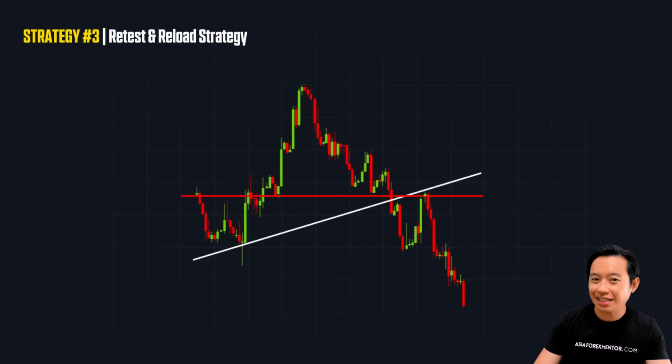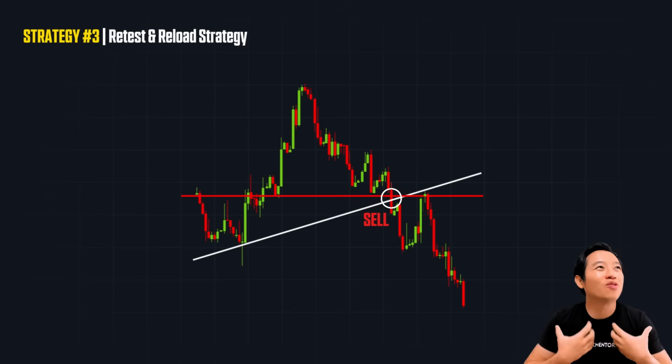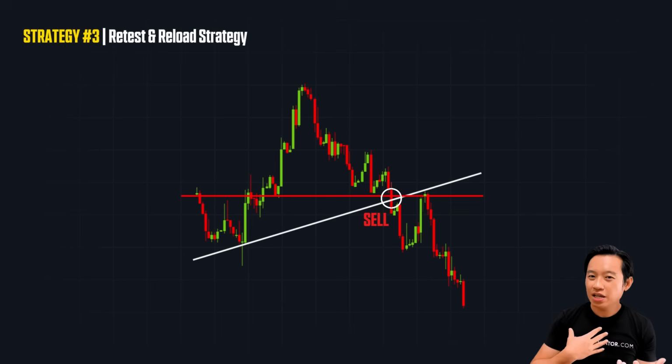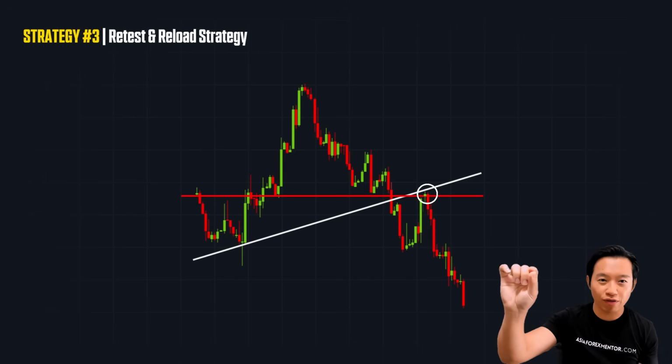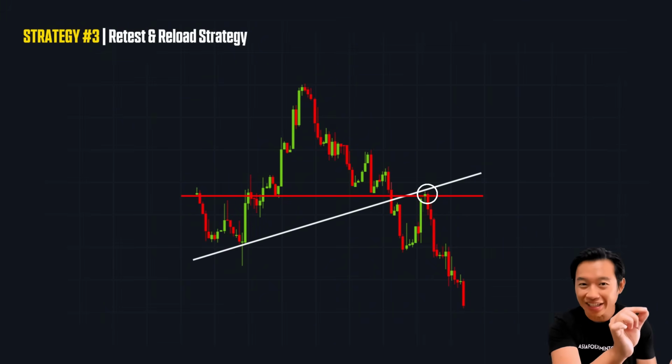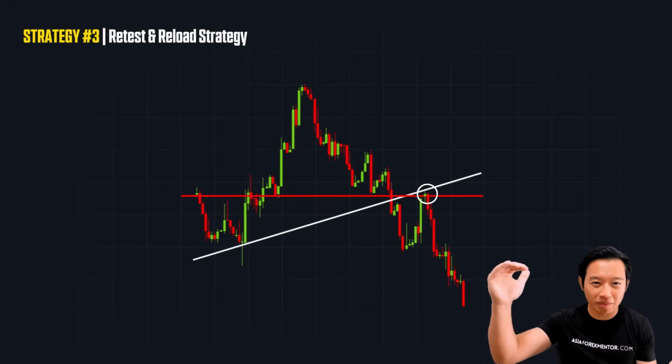So most retail traders see the break and jump in with all the emotions. We wait for the return. We wait for the level to prove itself. So that's how you trade with control and not reaction. And that's how you stack probability.